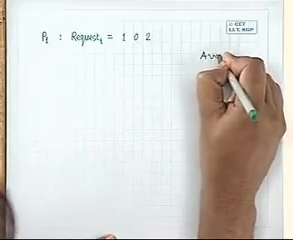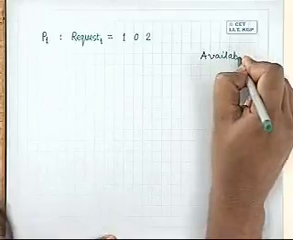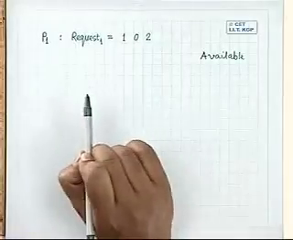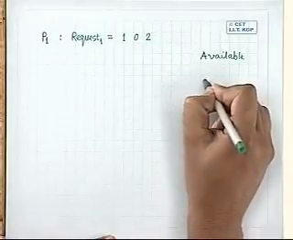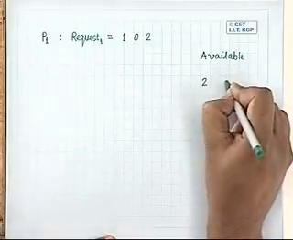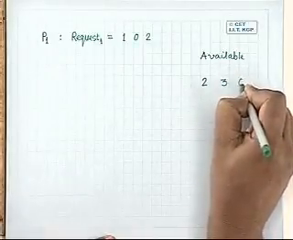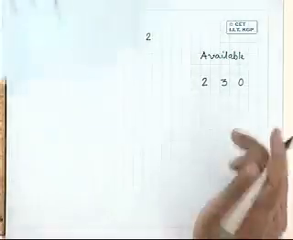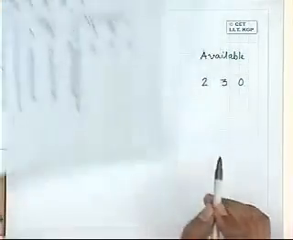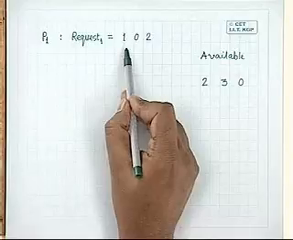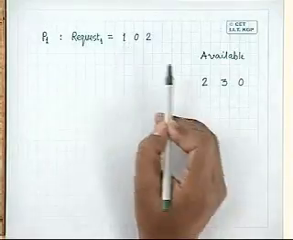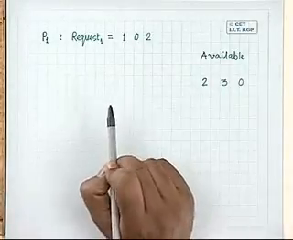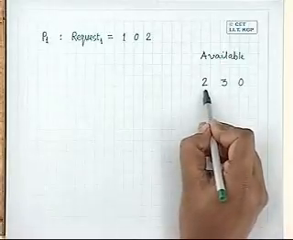The new available vector will be 3, 3, 2 minus 1, 0, 2. So we will have 2, 3, 0, because our available was 3, 3, 2. This is the request put by process P1, which is less than or equal to available. So we assume that the request can be immediately granted. If the request is granted, then the available resources will be 2, 3, 0.